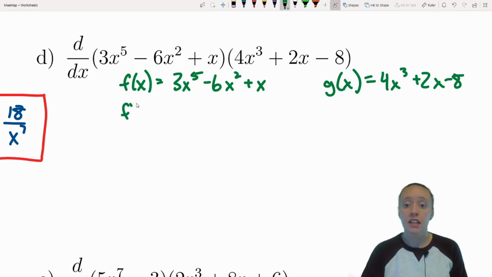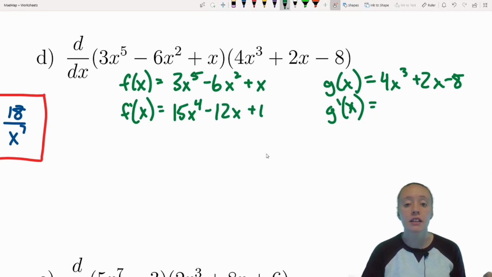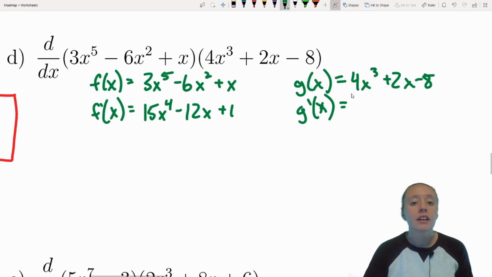Now, taking the derivatives of each, because once I do that, I'll have all my different parts for my problem. I'll just have to write it out. So taking the derivative of 3x to the fifth minus 6x squared plus x, that's going to leave me with 15x to the fourth minus 12x plus 1. And again, feel free to review those previous example worksheets if you're struggling with taking the derivatives of polynomials. Now, for g of x, that derivative is going to be 12x squared plus 2.